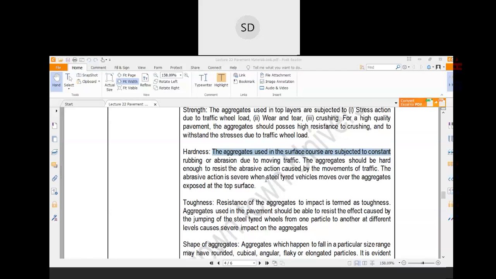Now, in our road aggregate testing, hardness is basically tested by an abrasion testing machine, and there are two types of abrasion testing machine. One is the Los Angeles abrasion test and another one is the Deval abrasion test. Another test is the Dorry abrasion test, but that is not as familiar as the Los Angeles abrasion test and the Deval abrasion test.